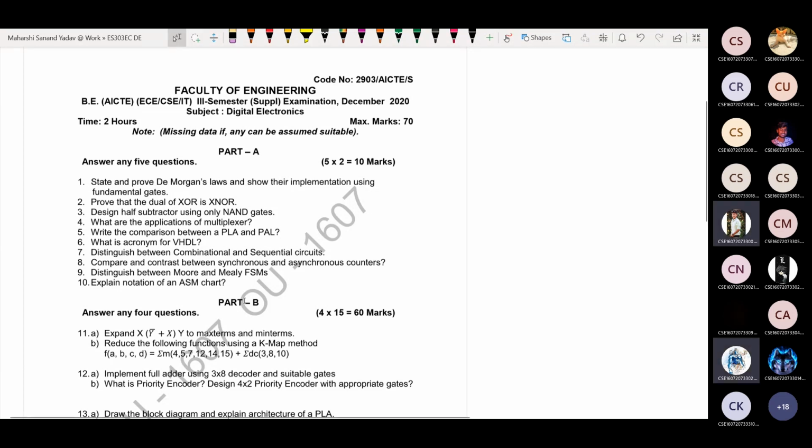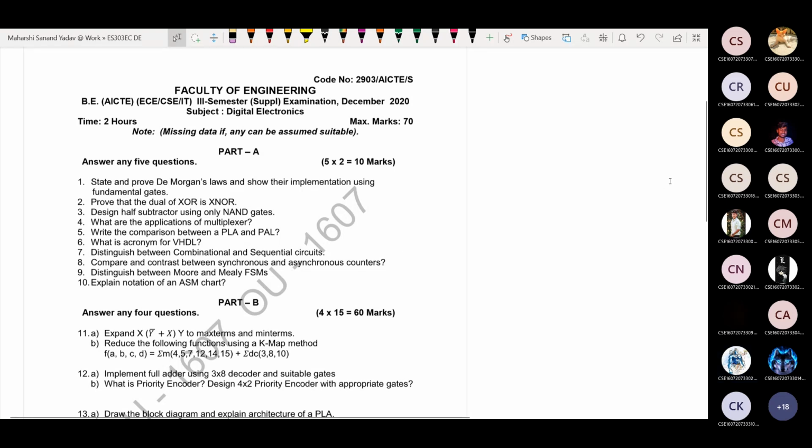In synchronous, the clock is given to every flip-flop. Each flip-flop gets the clock. Okay. In asynchronous, the clock is given only to the first flip-flop, and its output is taken as the clock to the other flip-flops.